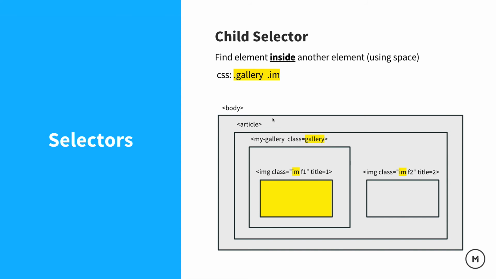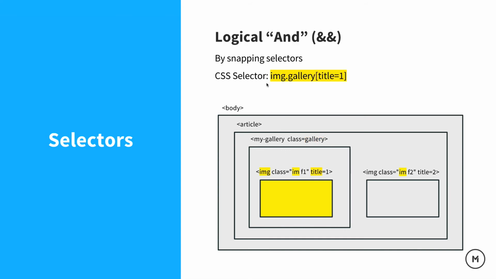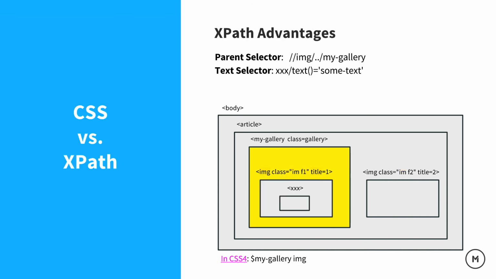We can also search for something inside something, so we can look at the img, but only the ones that are inside a gallery. Just by using a space, very nice. And we'll see why it matters in a second. I can use the logical AND. So I want to get an element that both has a tag called img, a class named gallery, and also a title equal to 1. So that's easy to find. This is another way to be more fine-tuned.